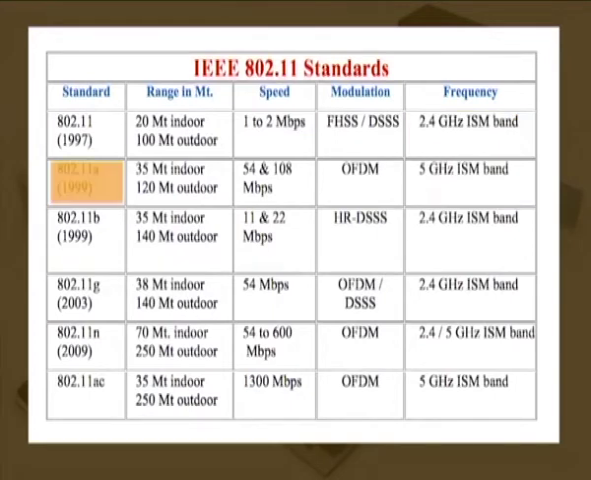The next standard is 802.11a, which was released in 1999. It offers 54 and 108 Mbps speed with an indoor range of 35 meters and an outdoor range of 120 meters. It uses OFDM as modulation technique. It operates on the 5 gigahertz ISM band.